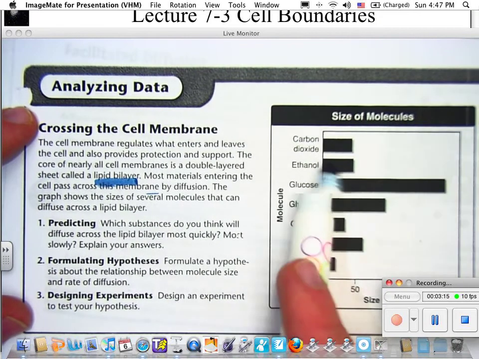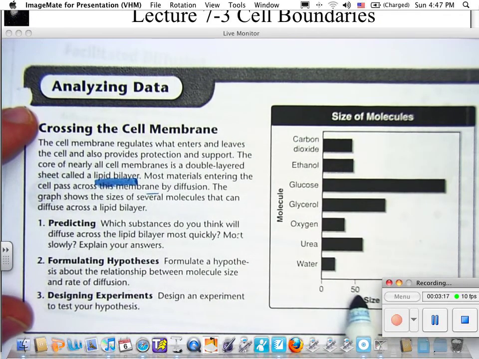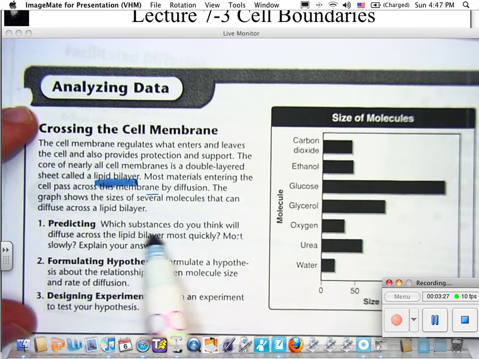Okay, so carbon dioxide does, and it's 50 daltons. Ethanol does, it's 50 daltons. Glucose does, it's 150 daltons large. Glycerol, oxygen, urea, and water. Okay. Which substances do you think will diffuse across the lipid bilayer most quickly and most slowly? Explain your answers.